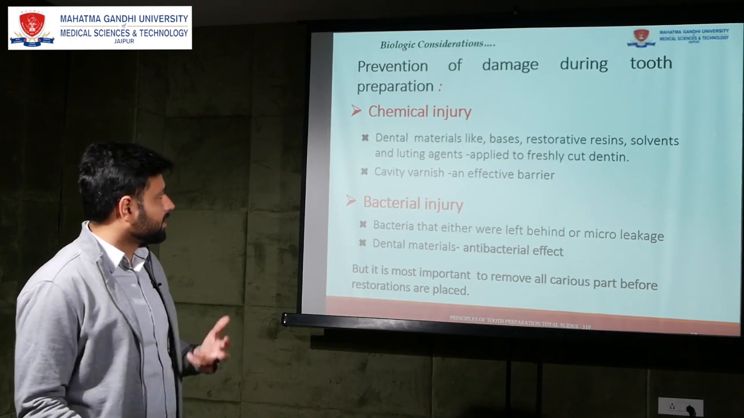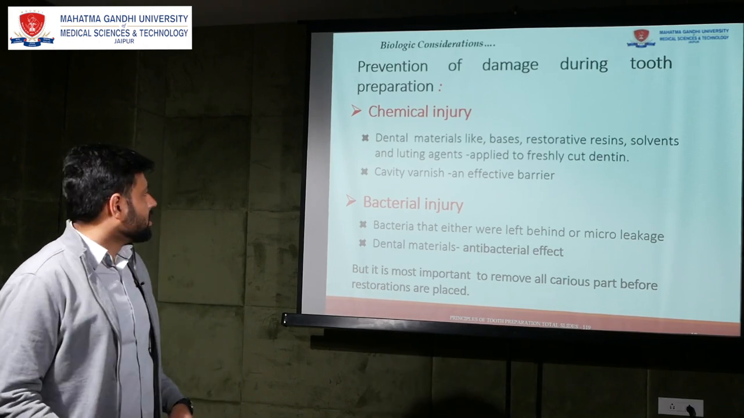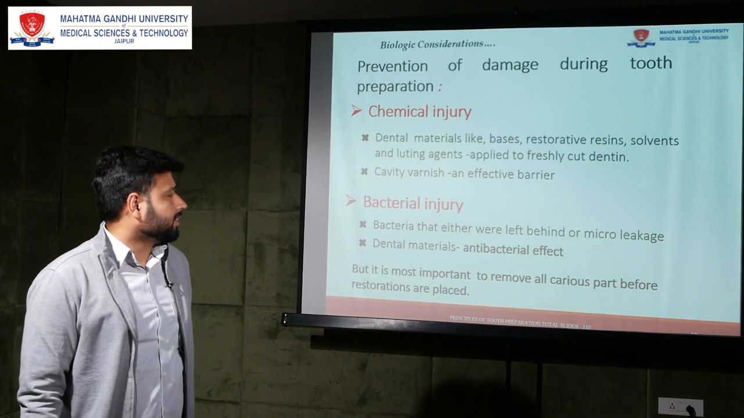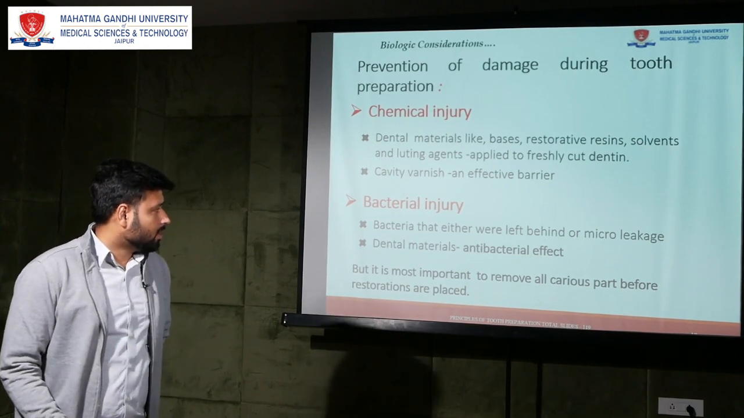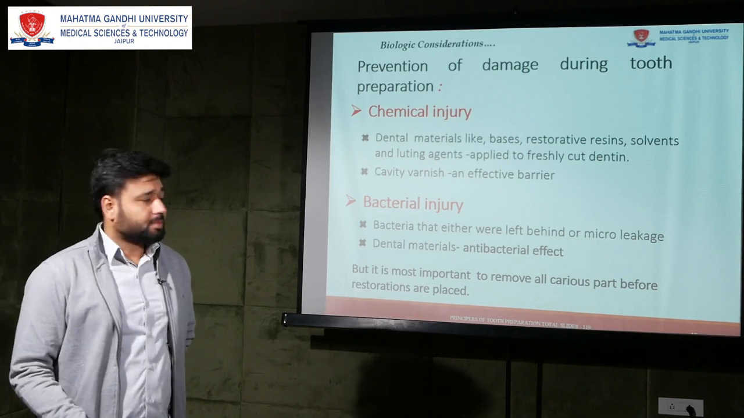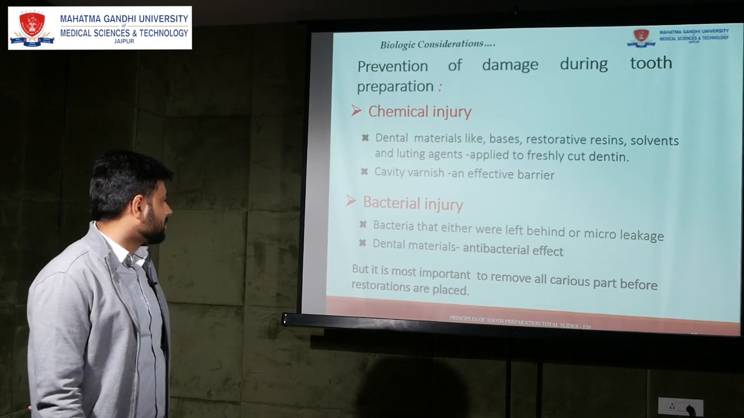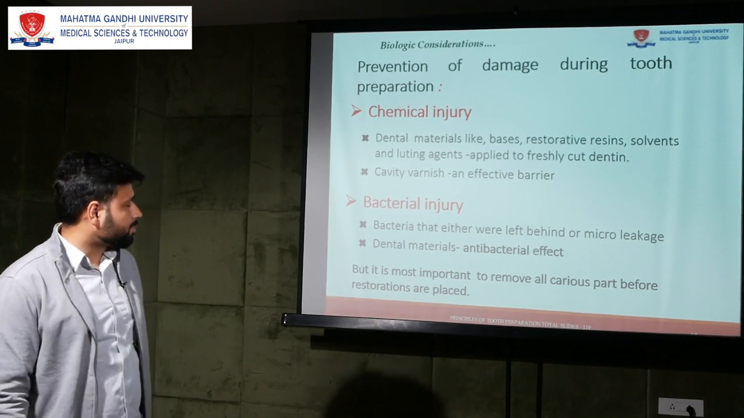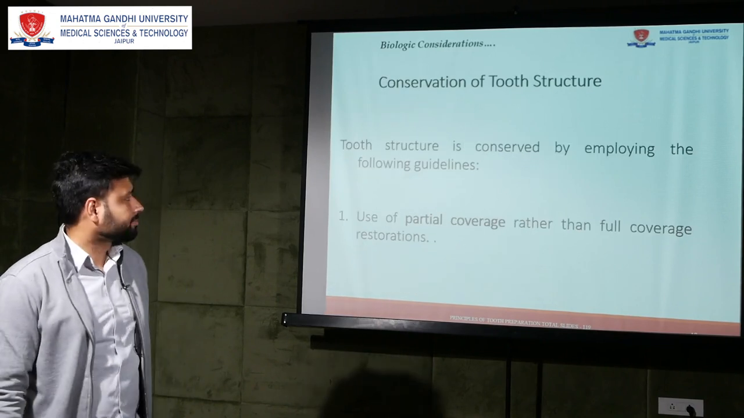Dental materials like bases, restorative resins, solvents, and luting agents applied to the freshly cut margins, and cavity varnish are effective as a barrier. And the bacterial injury is either from bacteria left behind, microleakage, and dental materials that have an antibacterial effect we can use on the teeth. But it is most important to remove all the caries before the restorations are placed.